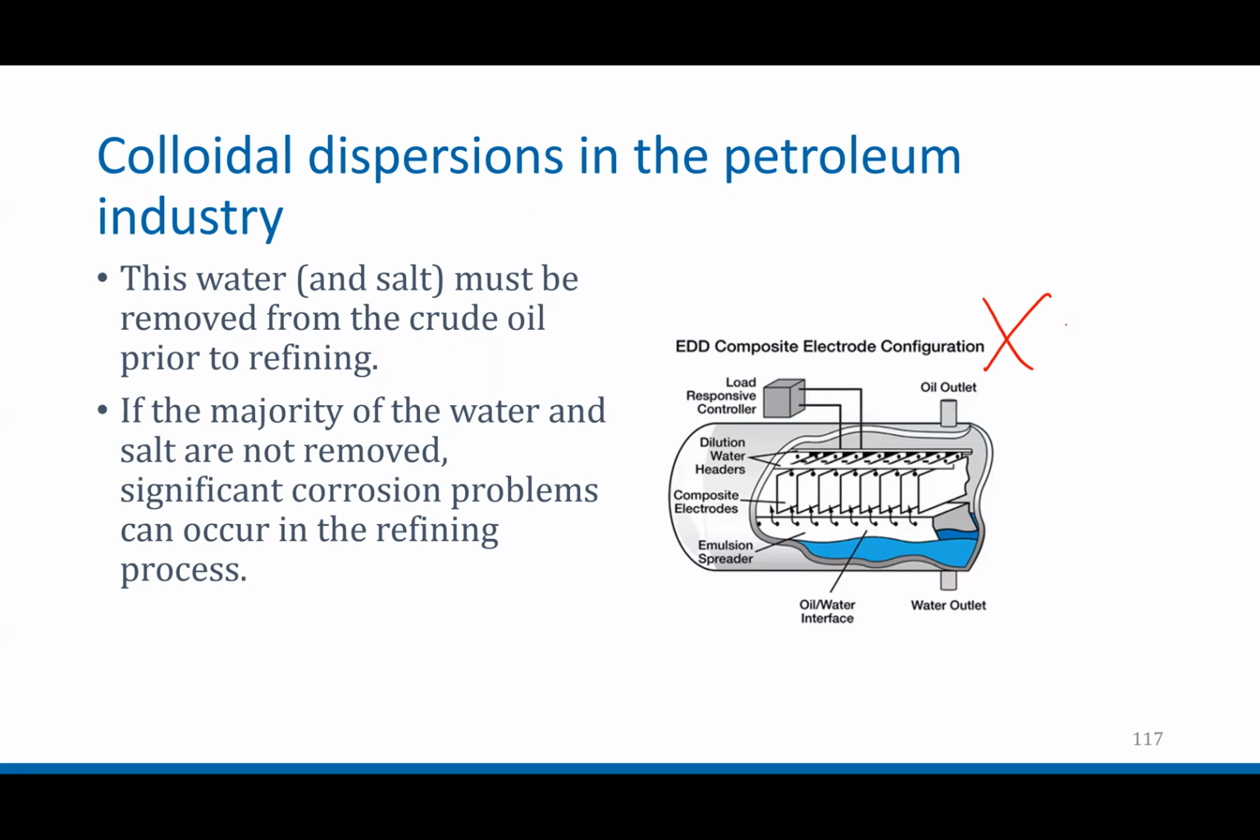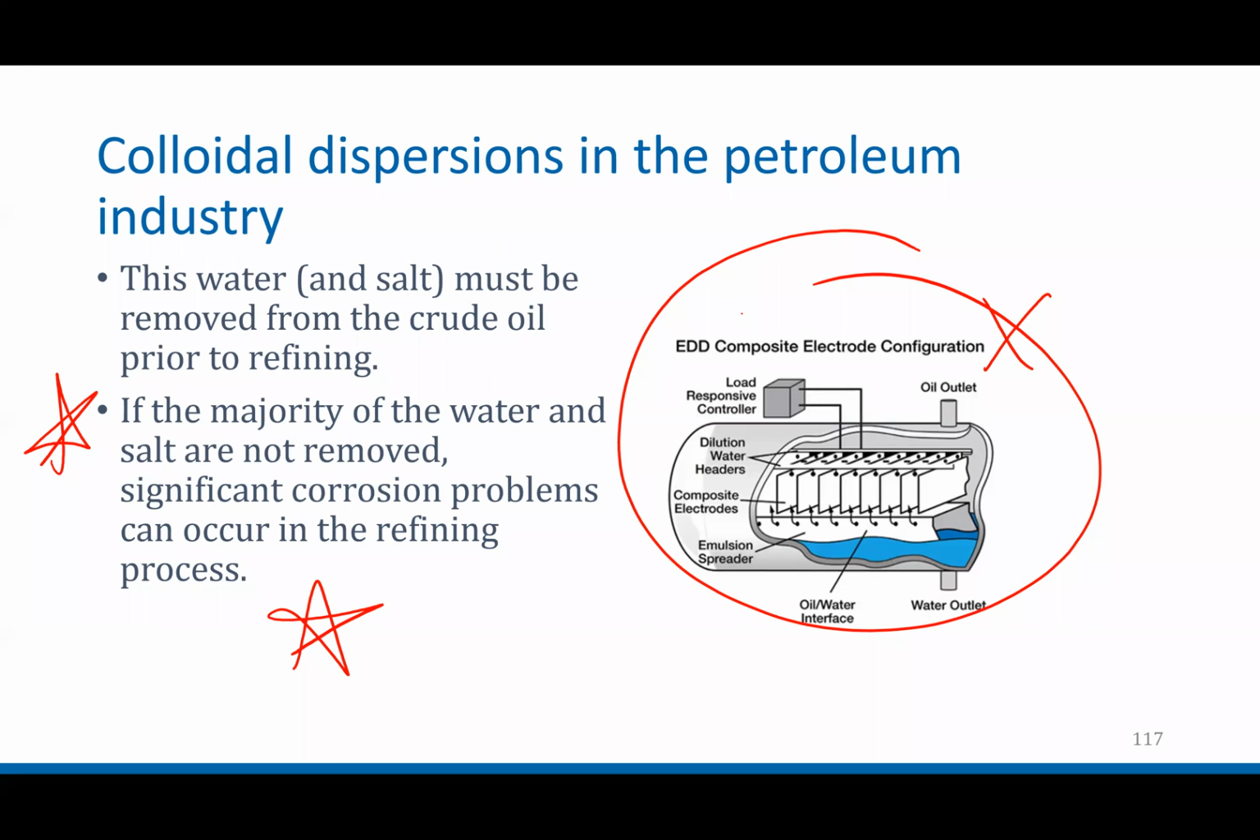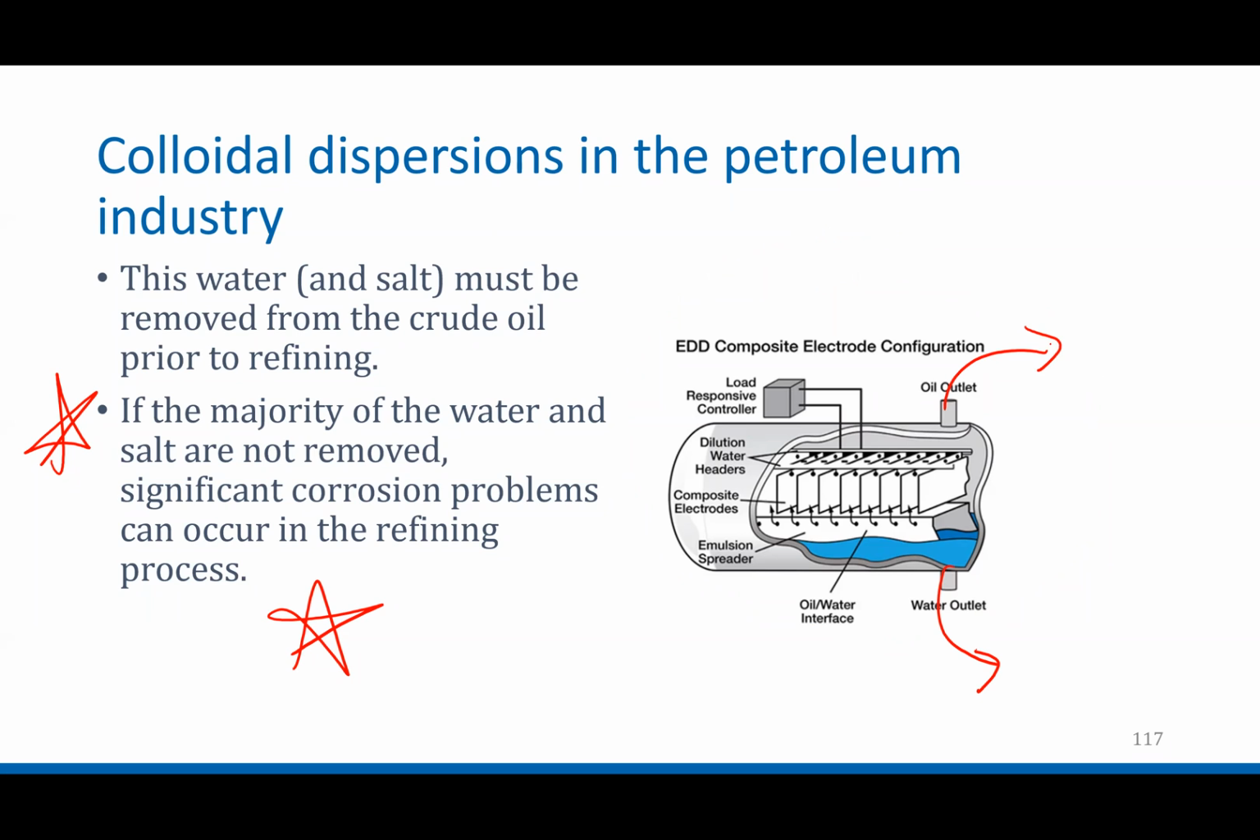A big thing, and something I will probably ask you about on the final exam, is why do we want to separate the water from the oil? Well, it's all about corrosion. Salt or saline water can cause major, major corrosion problems. So this is an example on the right here, using electrochemistry, using electrodes to attract the polar water. The water goes out one way and the oil goes out the other, but you don't need to memorize this for the final or anything like that.